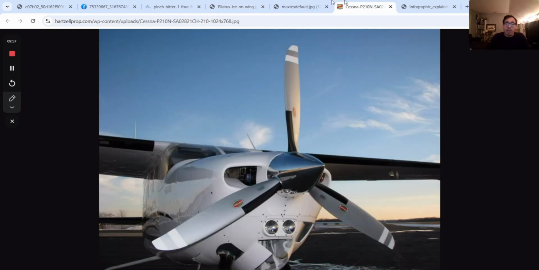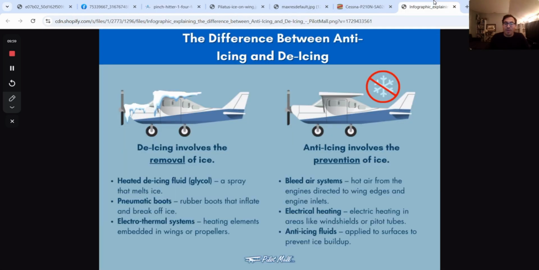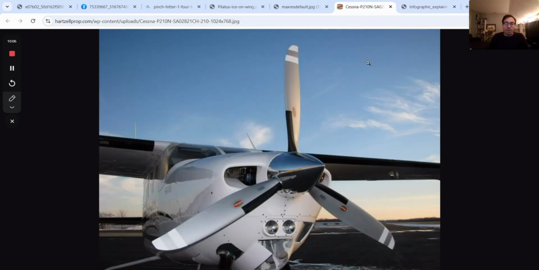Lastly is the electrothermal system. That is like a heating pad that's on a prop. So this photo here, these look almost like pieces of tape.